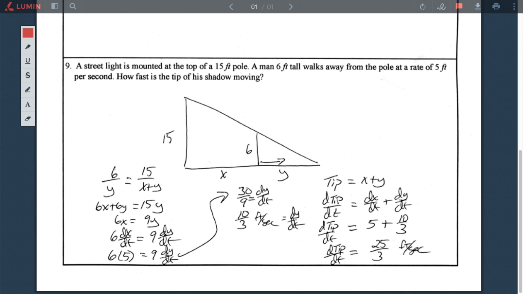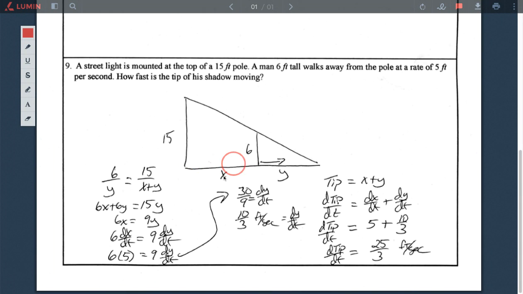All right, let's try number 9 again. So we have the shadow problem. The light pole is 15 feet. The man is 6 feet. We are walking away. I got in a hurry, evidently.